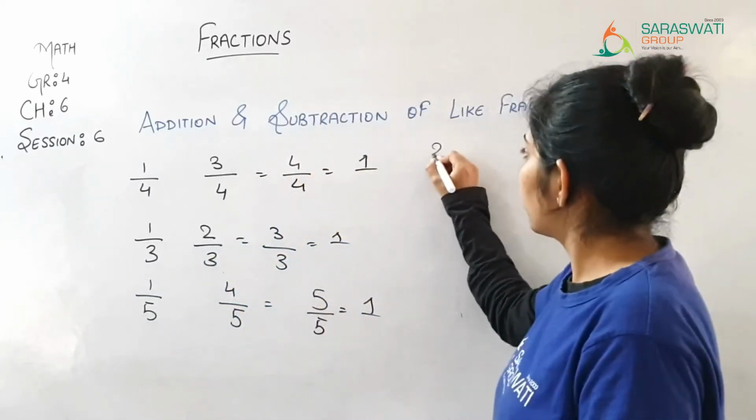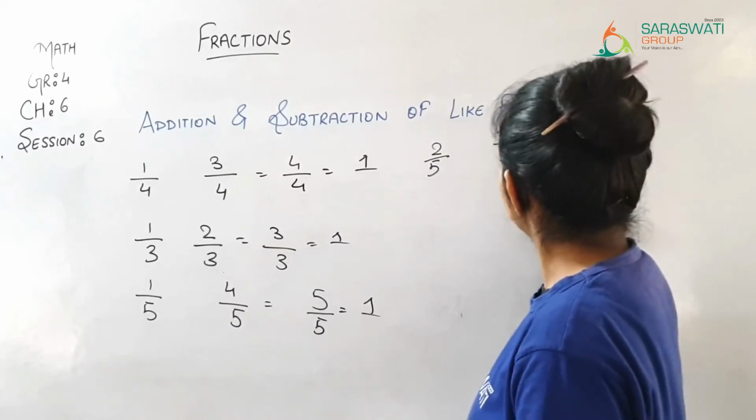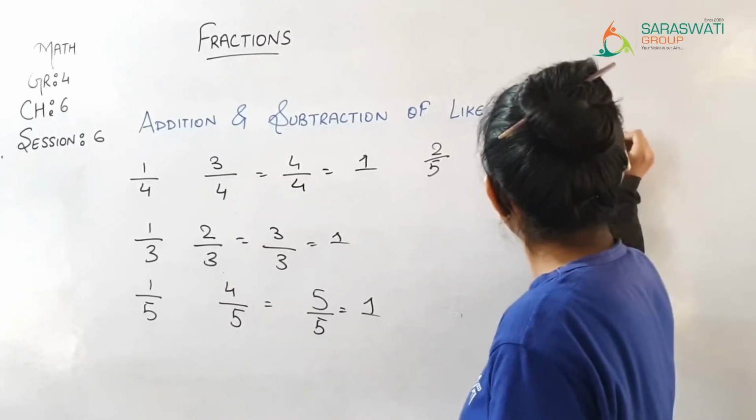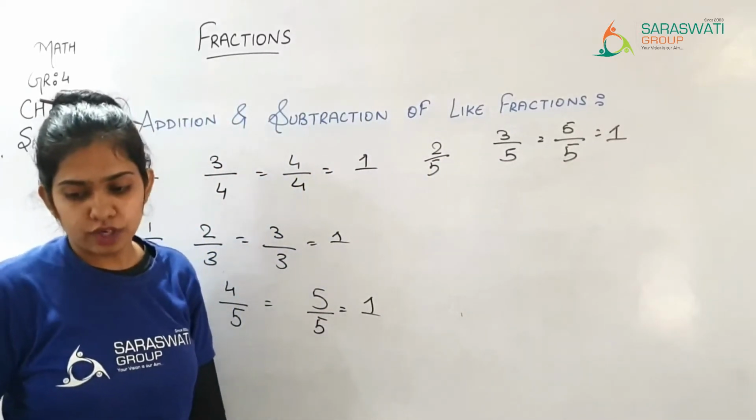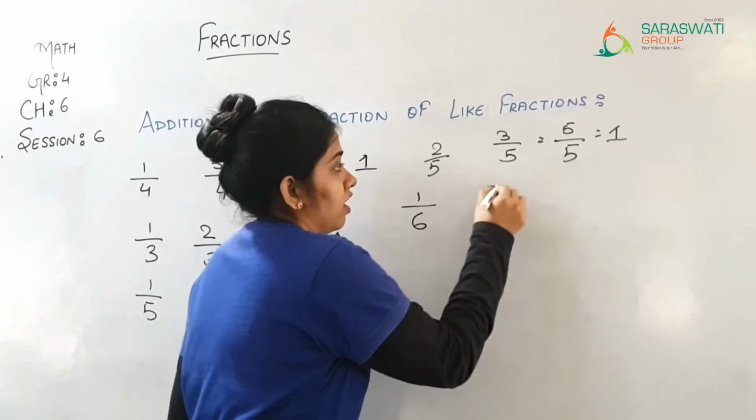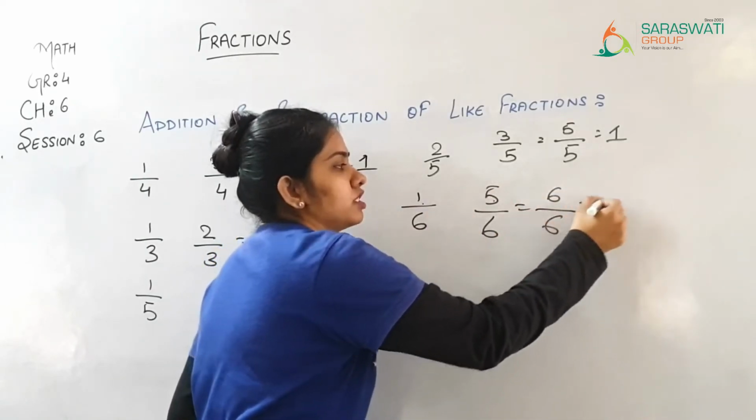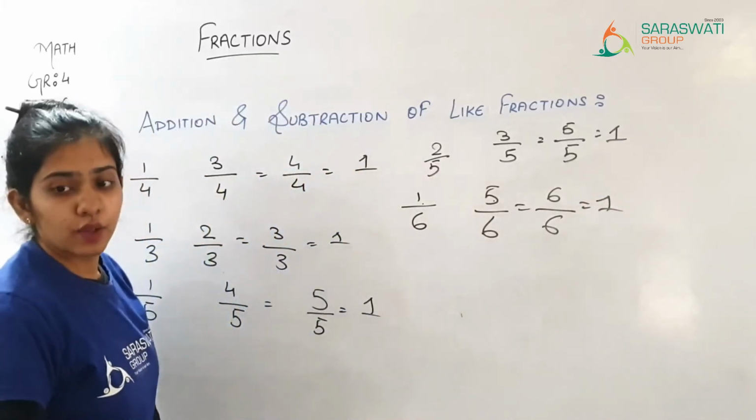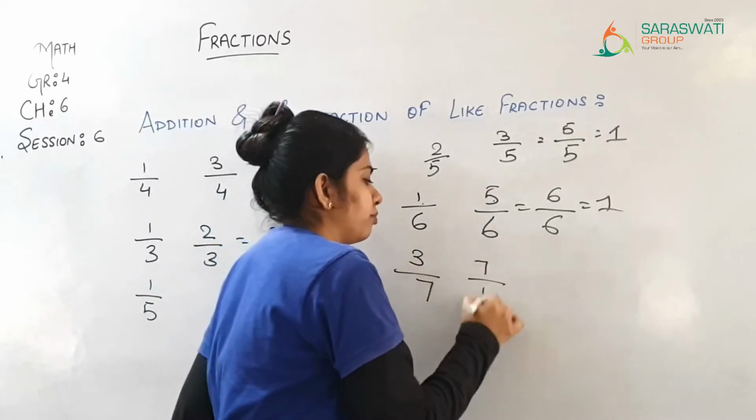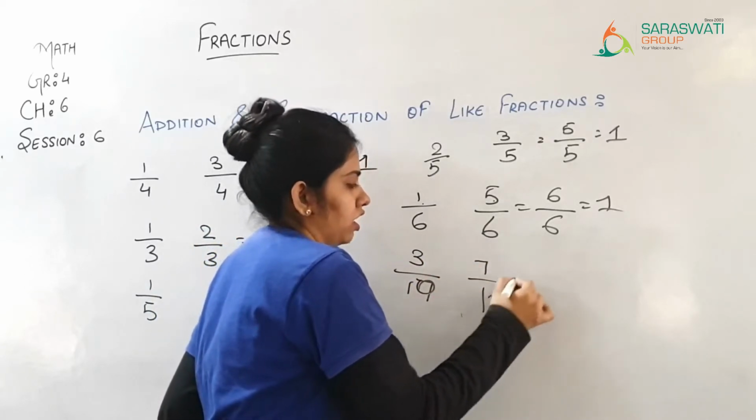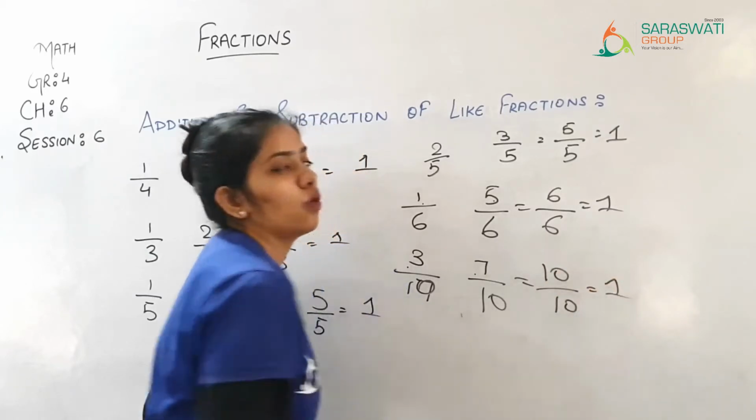Then afterward 2/5 and 3/5. So 2 plus 3 is 5, 5/5 equals 1. Then afterwards 1/6 and 5/6. So 5 plus 1 is 6, 6/6 equals 1. Then 3/10 and 7/10. So 7 plus 3 is 10, 10/10 equals 1.